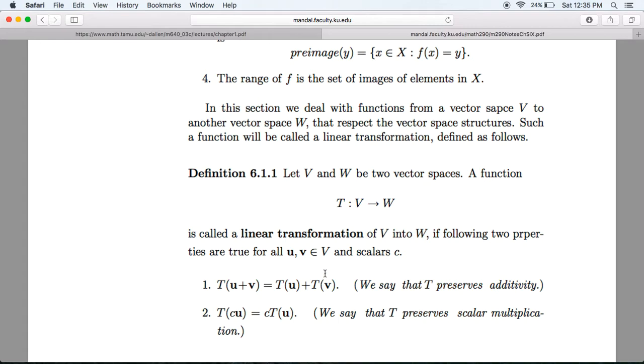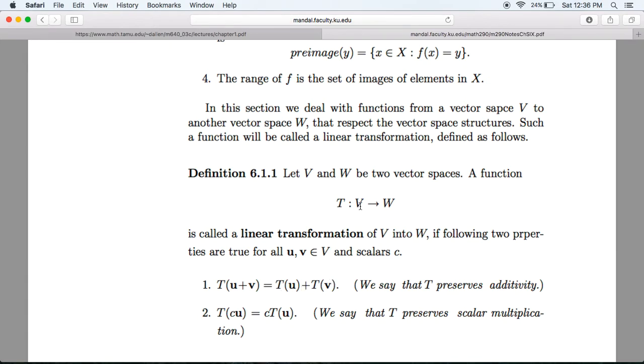A function on vector spaces is called a linear transformation if these properties are followed. That is, if I take two vectors in the domain vector space V, then adding them first and then transforming will give me the same effect as transforming those vectors first and then adding them. That is, T of u plus v is equal to Tu plus Tv.